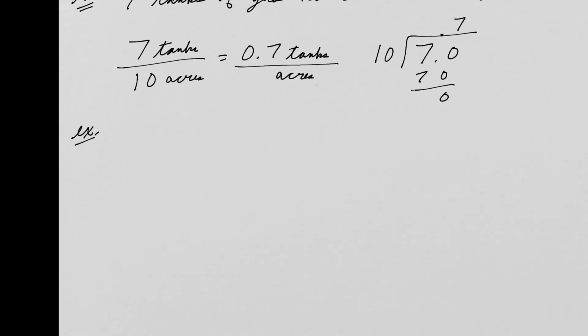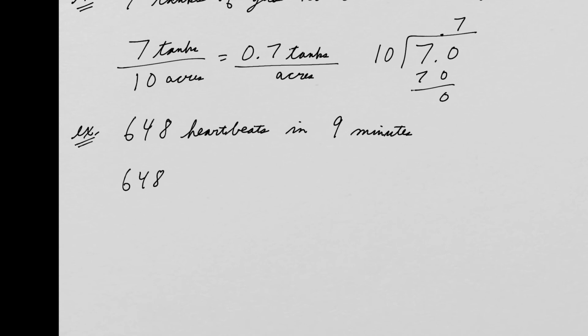Okay, here's another example. 648 heartbeats in 9 minutes. Okay, so again, I start by forming the ratio. I'll just say beats, meaning heartbeats, over 9 minutes. But if I want the unit rate, I have to divide this, right?